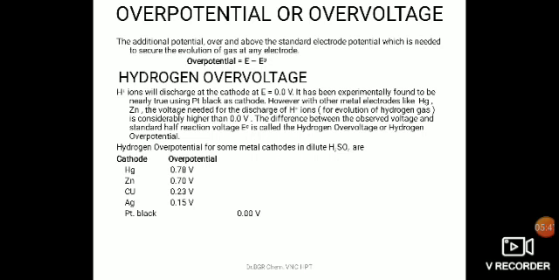Therefore, by this table, we can conclude that by using platinum black as the electrode, it is very easy to discharge H+ ions and liberate hydrogen gas. And it is very difficult with mercury because its overpotential is 0.78 volts, so more energy we have to spend. That's why we have to apply more potential to liberate hydrogen gas with mercury as the cathode. So this table indicates that platinum black very easily liberates hydrogen gas, whereas with mercury it is very difficult. That is the concept of hydrogen overvoltage.